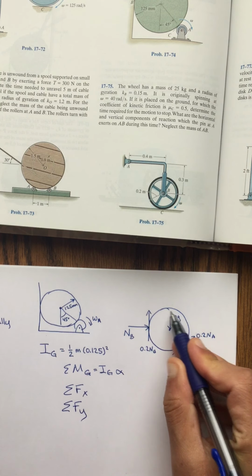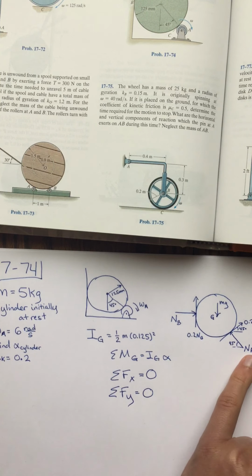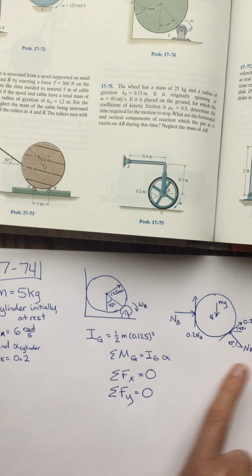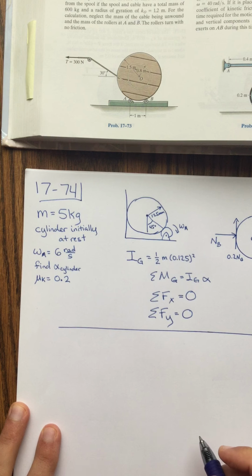I could start by summing up the moments about point G and setting it equal to the moment of inertia times the angular acceleration. But when I do this, I'm going to have the unknown normal forces in this equation. And so I would not be able to finish solving for the angular acceleration until I look at Newton's second law. Okay, so now we're going to sum up the forces in the x direction and also in the y direction.